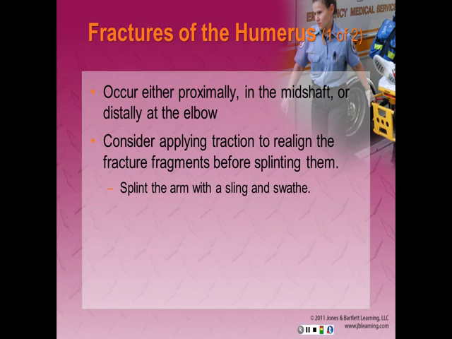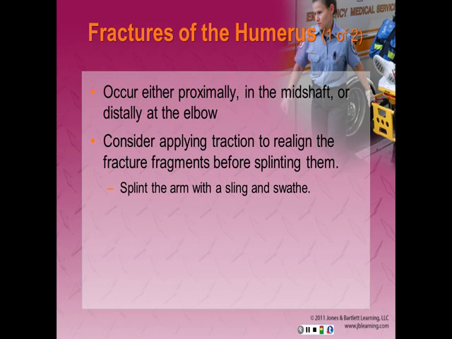Fractures of the humerus. Fractures of the humerus occur either proximally, in the mid-shaft, or distally at the elbow. Fractures of the proximal humerus result from falls and are common among elderly people. Fractures of the mid-shaft occur more often in young adults, usually as a result of a violent injury.